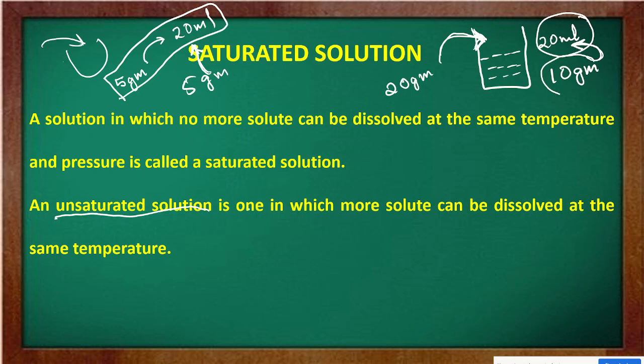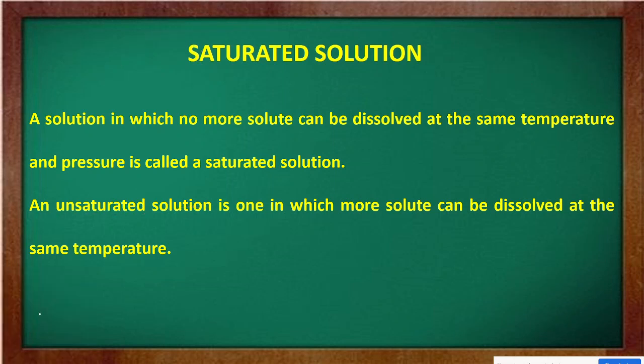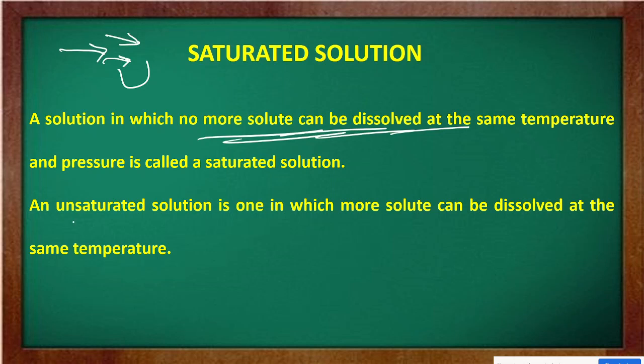An unsaturated solution is one in which more solute can be dissolved at the same temperature, and a saturated solution is one in which no more solute can be dissolved at the same temperature. But if you are increasing the temperature, then more solute can be added to it. But at the same temperature, if no more solute can be added to a given solvent, then that solution is known as your saturated solution. In case of unsaturated solution, more solute can be added at the same temperature.